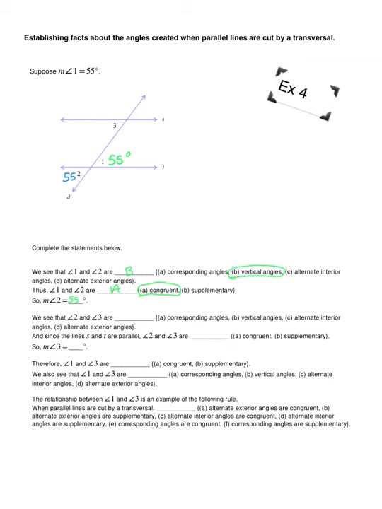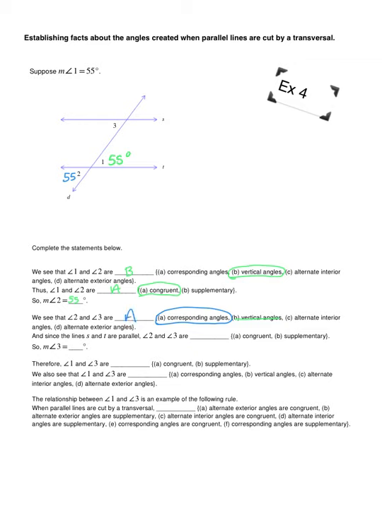Now, we see that angle 2 and 3 are what? Well, we know they're not vertical angles. Are they corresponding? Remember, corresponding angles are in the same place on different lines on the same side. 2 and 3 are in the same place on different lines on the same side. They are corresponding.